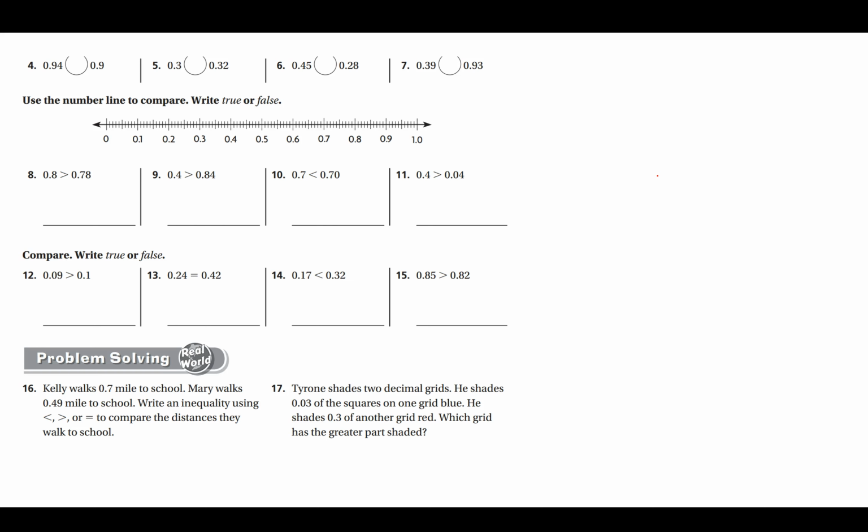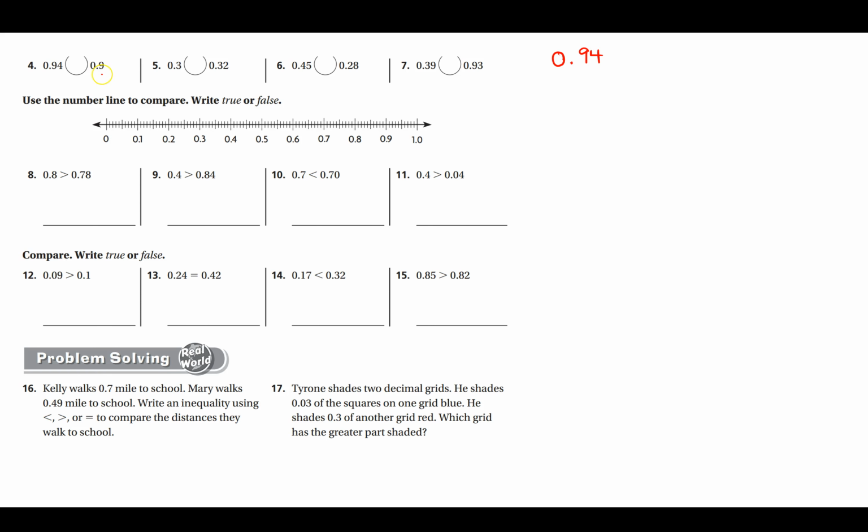Number 4, 5, 6, and 7, we're comparing decimals. The key here, again, is to rewrite these numbers vertically in order to compare them. So let's do that for number 4. I have 0.94, and we would say that as 94 hundredths.